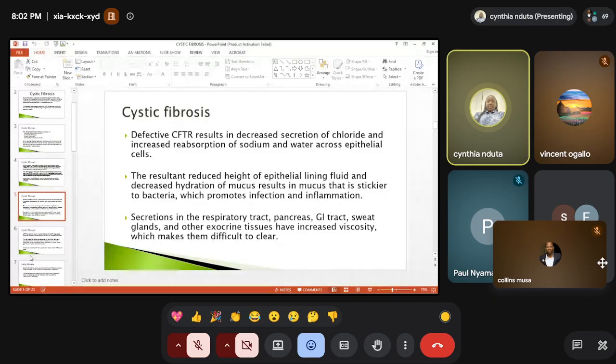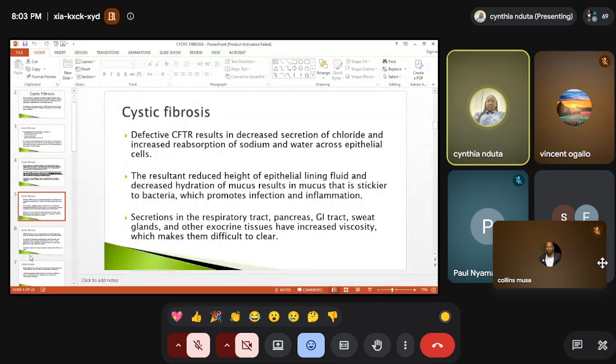So you can see if you have a defective CFTR gene, then you can have a lot of problems. This results in a lot of dehydration of the epithelial linings, and because of that, their chances of infection become very, very high. Anytime the epithelial linings cannot be moistened and are dried up, the chances of infections are so high.